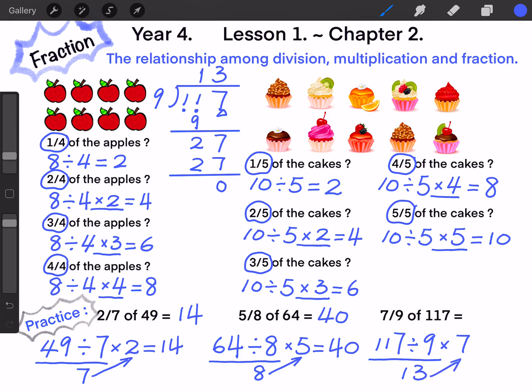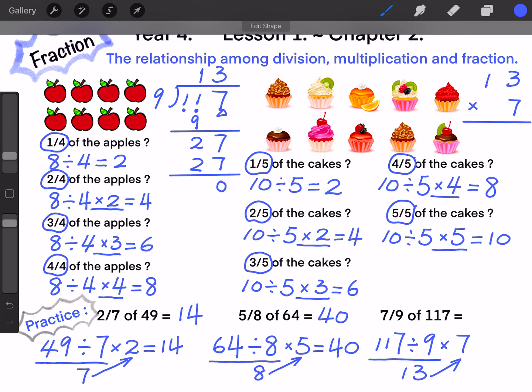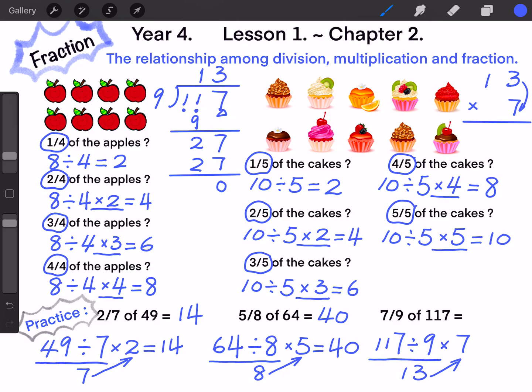13 times 7. 13 times 7 equals, 3 times 7 equals 21. So we write 1 on 1-digit position and a little 2 on 10-digit position. 1 times 7 equals 7. 7 plus 2 finally equals 9. So 13 times 7 equals 91.